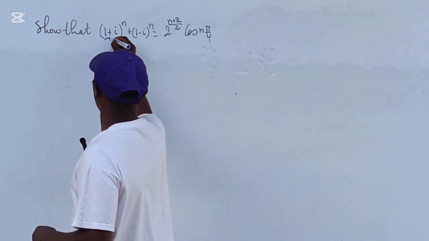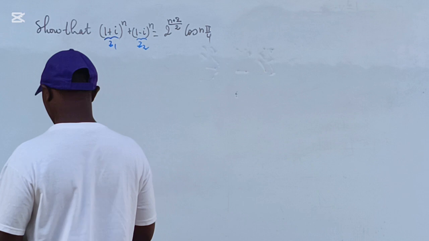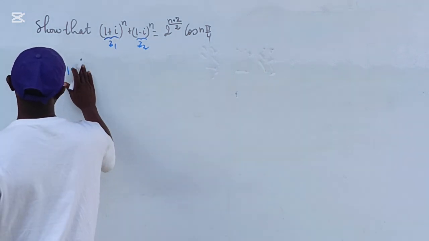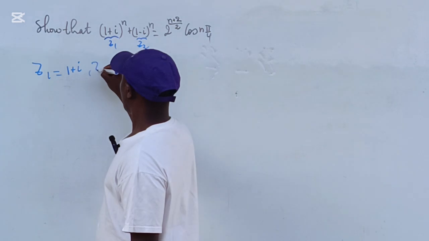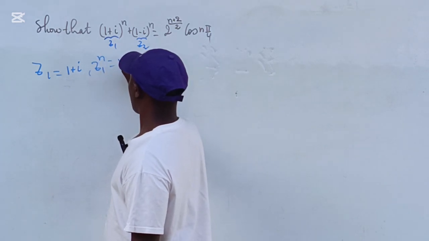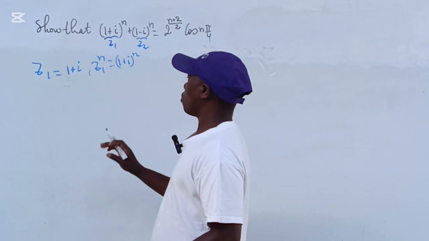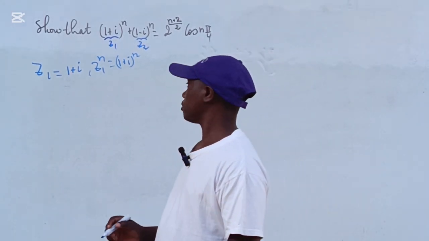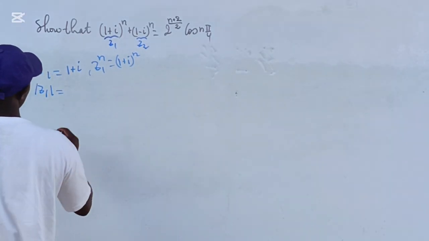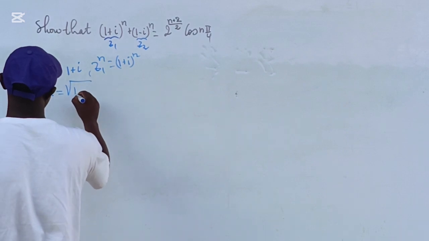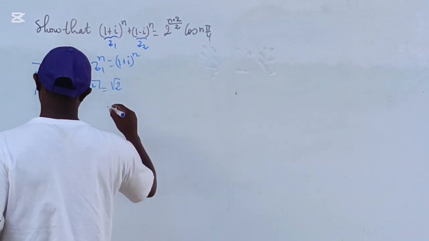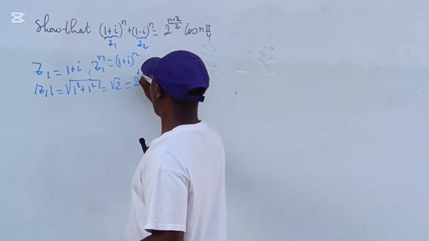Assuming this to be z1 and this z2. So z1 here is 1 + i, and z1 power n is (1 + i)^n. We need to write this in its trigonometric form. So the modulus of z1 is equal to the square root of 1 squared plus 1 squared. This is the square root of 2, which is 2 power 1/2.